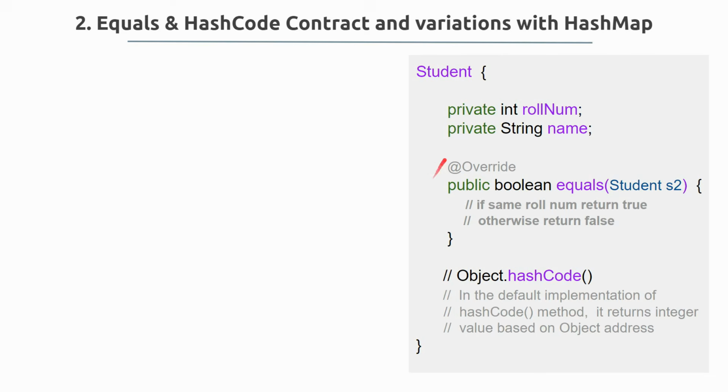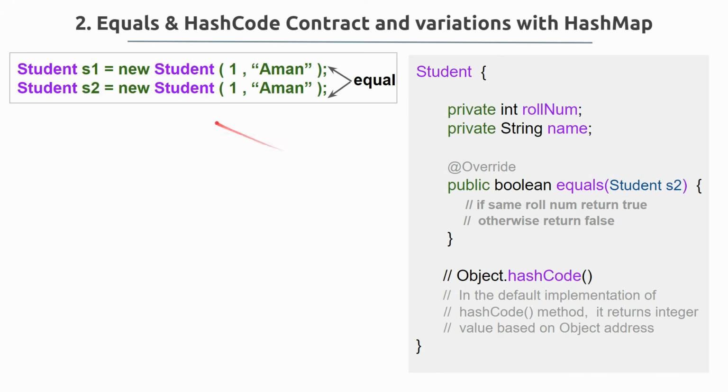Consider the same Student class. Here we have overridden the equals method, and as per the equals method, if two objects have the same roll number, then these two objects are equal. But here we didn't override the hashcode method. So the hashcode method will take the default implementation, which is based on the actual address of an object. Now let's create Student objects S1 and S2. These two students have the same roll number, right? So these two objects S1 and S2 are equal by the definition of our equals method, right?